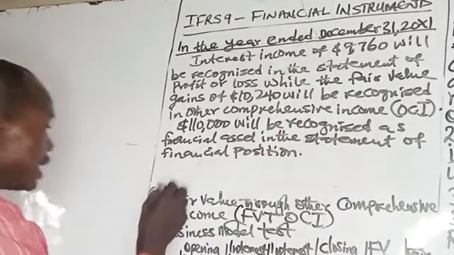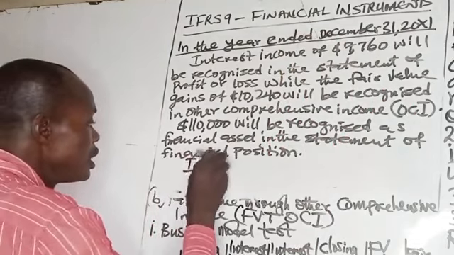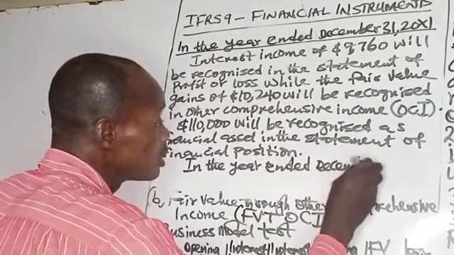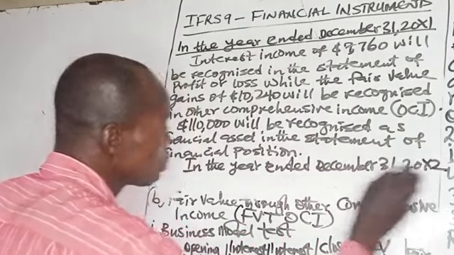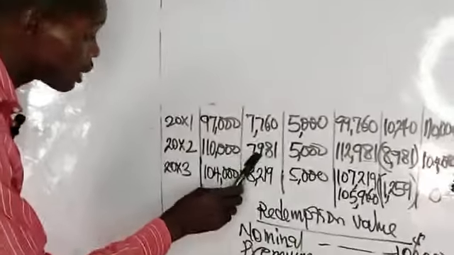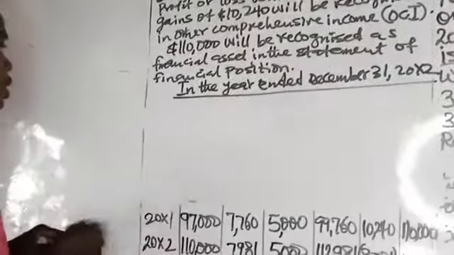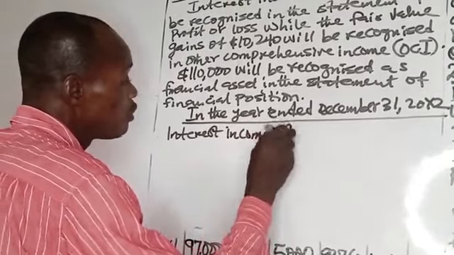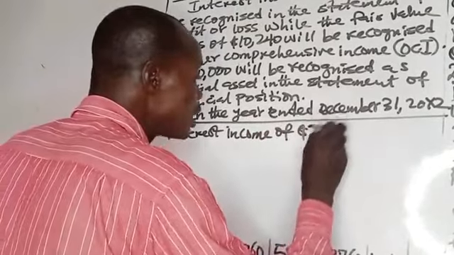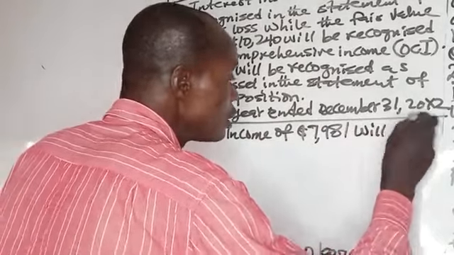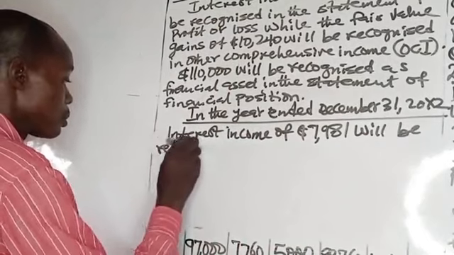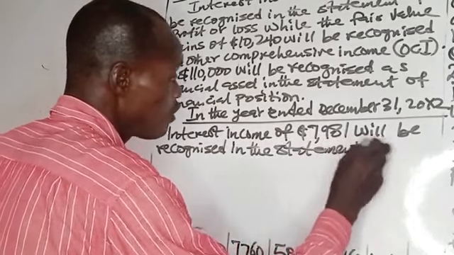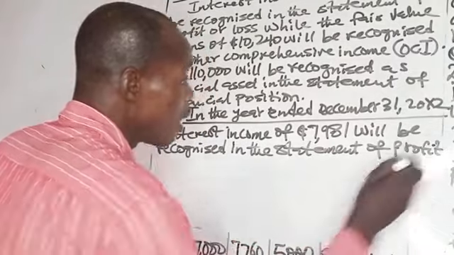Then, in the year ended December 31st, 20X2, interest income of $7,091 will be recognized in the statement of profit or loss.